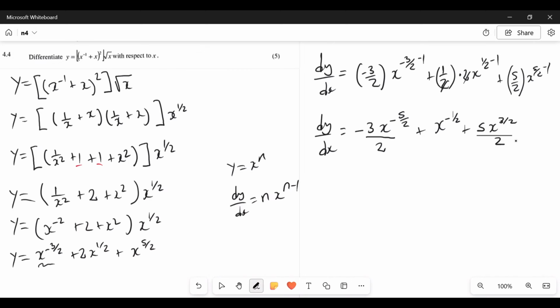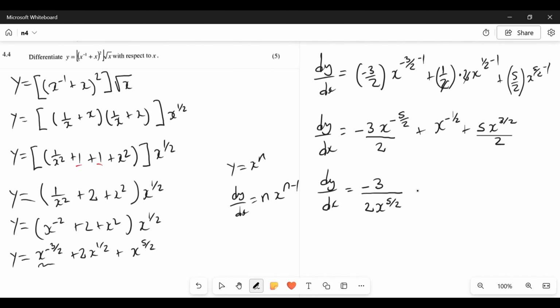Right. So this is our answer, but never leave your answer with negative exponents. So let's change our exponents to positive. So dy over dx is going to be -3 divided by 2. Since we change the exponent, which is -5/2, we can make it to be x to the power of +1/2. Remember, if our exponent becomes positive, the base, which is x, is going to be on the denominator.